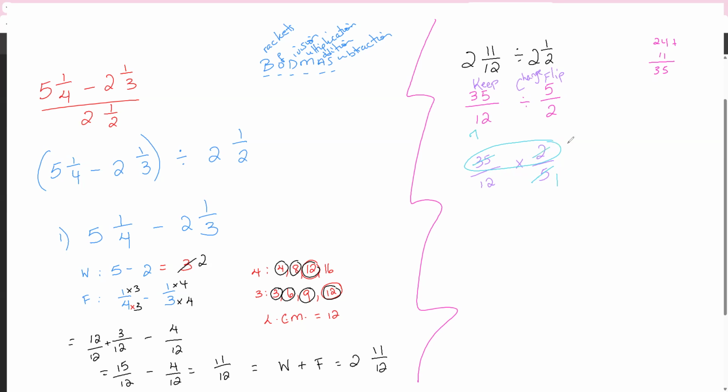Yes. And then 2 and 12. They both belong in the 2 times table. So 2 could go into 2 once, and 2 could go into 12 6 times. So we end up with 7/6, an improper fraction. So we could change that into a mixed number. 6 could go into 7 once, with a remainder of 1/6. And that's it.